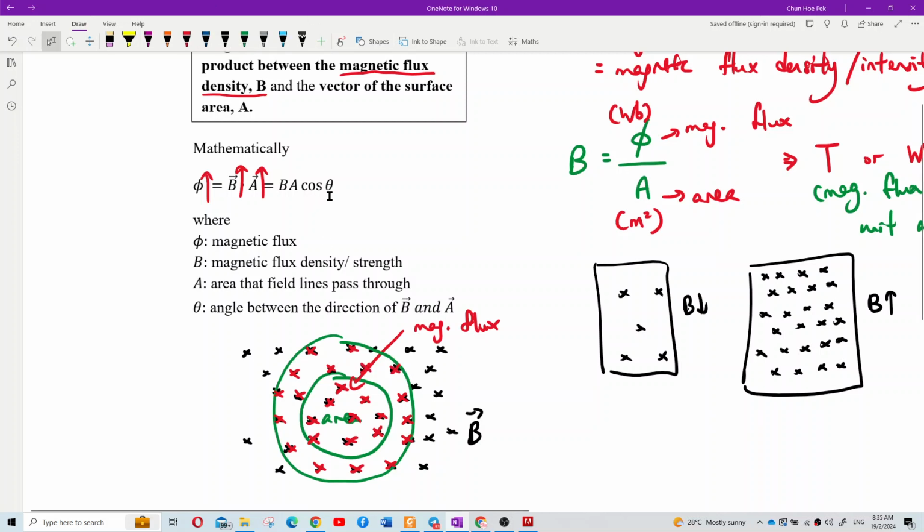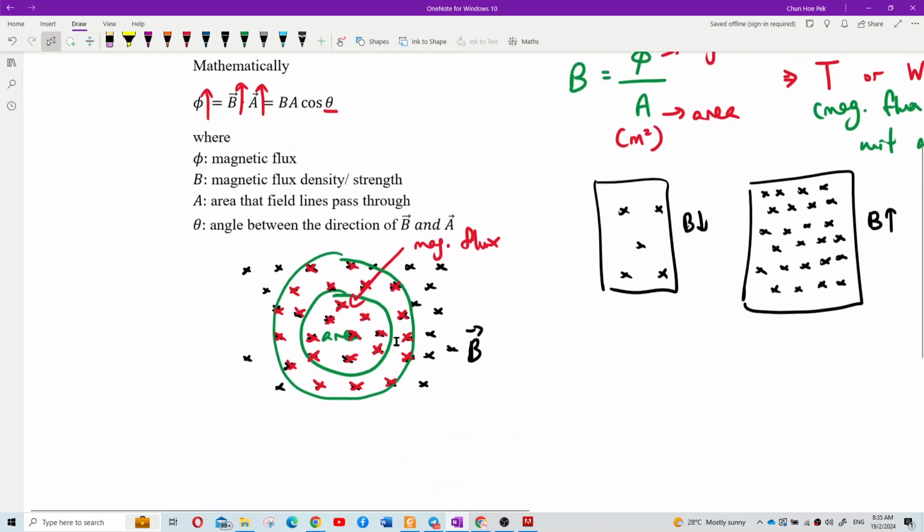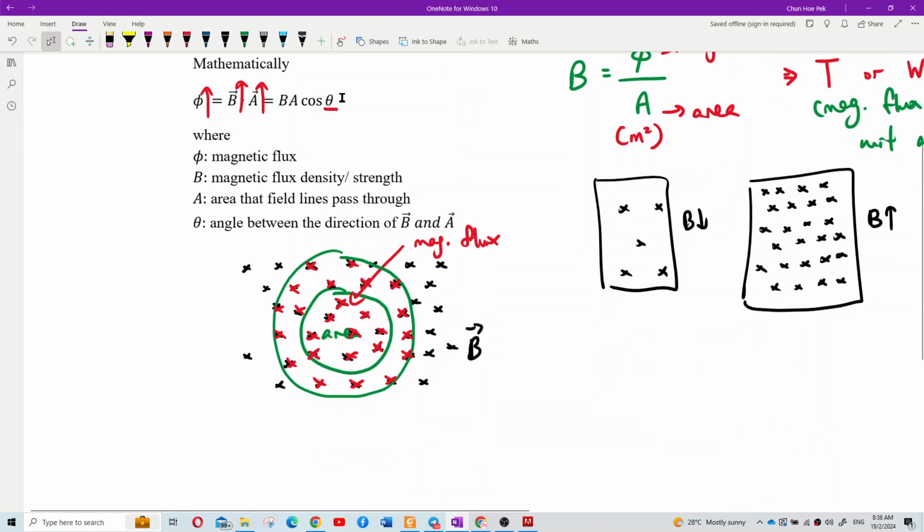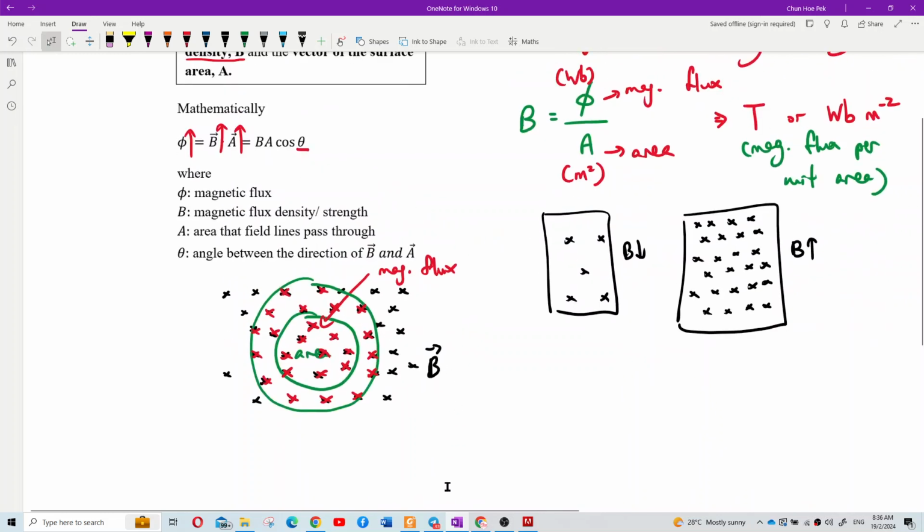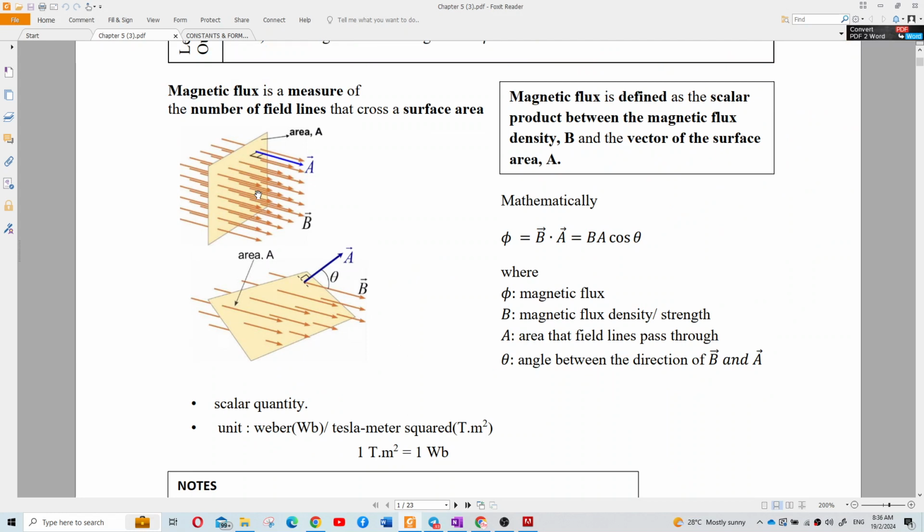And one more thing, it depends on theta, the angle. Sometimes theta also affects the magnetic flux. So you want to have maximum flux. For example, you see these two pictures. Which one has more flux, the vertical area or the area with a certain angle? Of course, the first one, the vertical area. This one has the most flux. If you have a certain angle theta, then it becomes less flux. Understand?